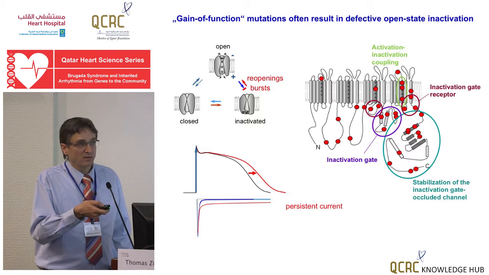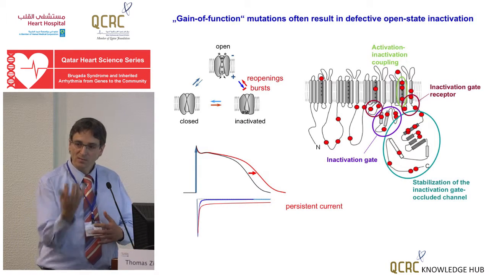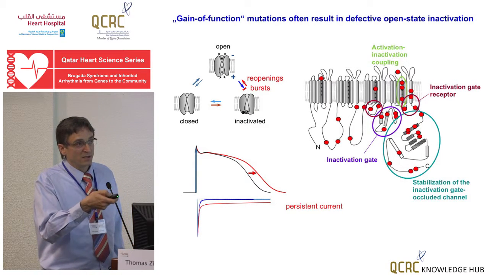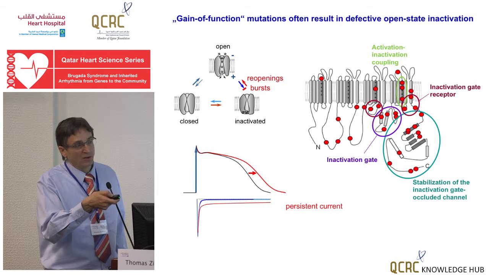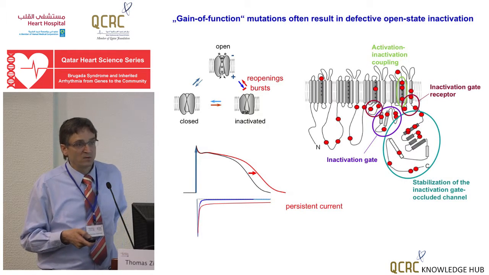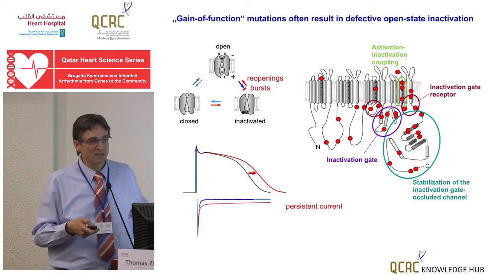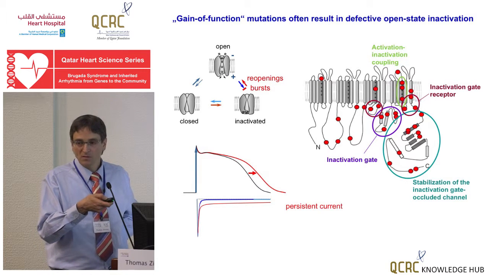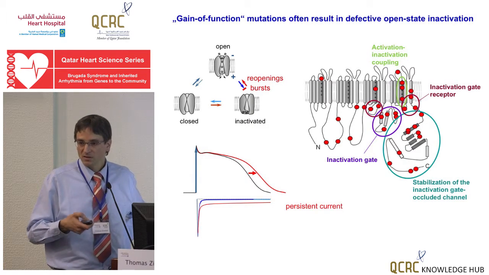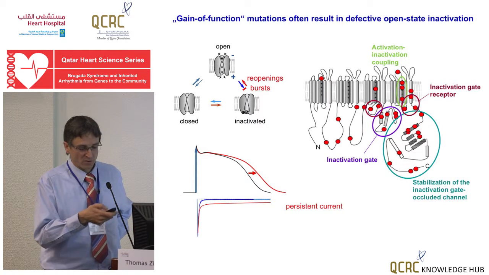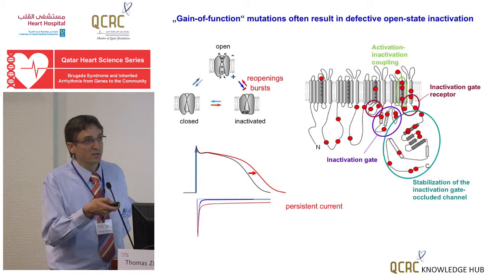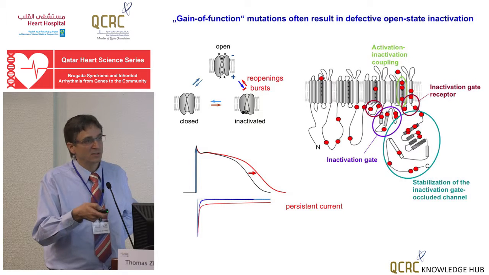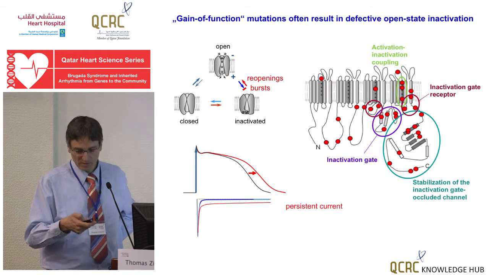If you have an inactivation gate, you must have protein parts that accept this linker, where the linker attaches. And this is here, this S4, S5 helix or linker, and this region here. What is also known is that the C-terminus stabilizes the inactivation gate occluded channel. So first this moves towards the inner mouth of the pore, and then this again closes the channel more tightly. And what is also known is that this S4 segment has something to do with activation-inactivation coupling. So this can nicely explain this phenomenon of the persistent current.